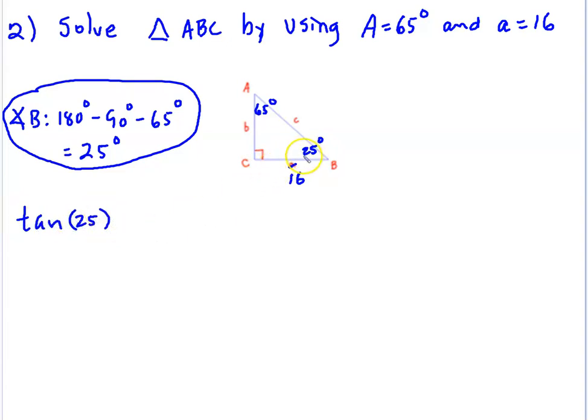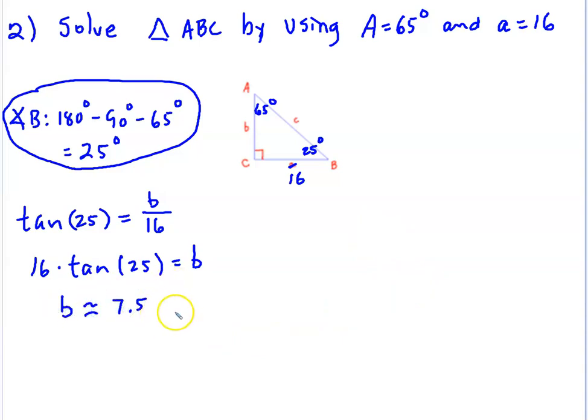So tangent 25 degrees is opposite over adjacent. And to solve for B, I'm going to multiply by 16 on both sides. And that's just going to cancel out the denominator 16 on the right side of the equation. So all I do now is go to my calculator and do 16 times tangent 25. And we're rounding these to the nearest tenth. So B is going to be approximately 7.5 units.